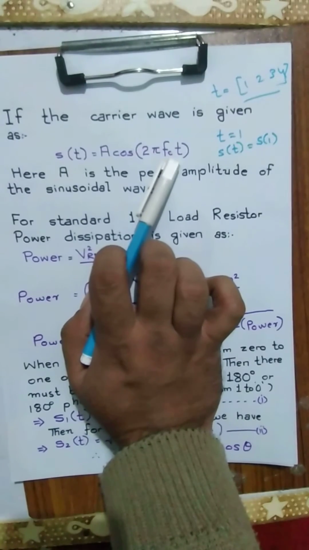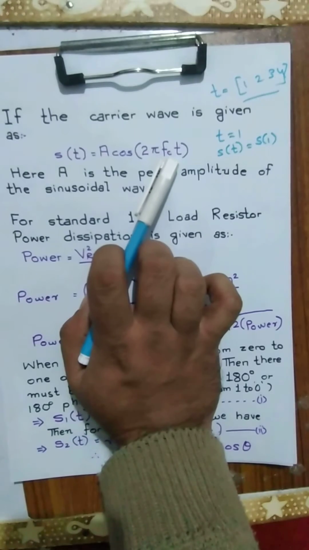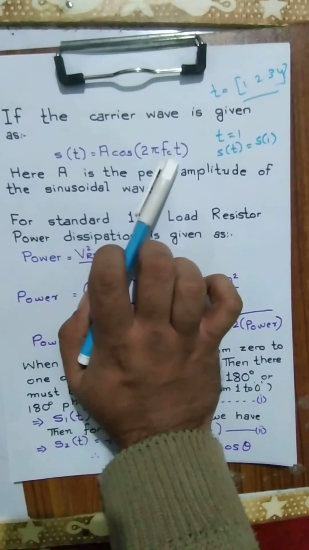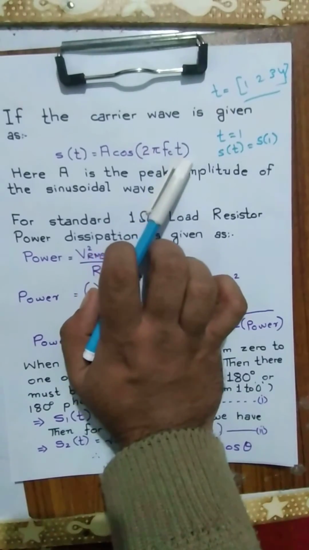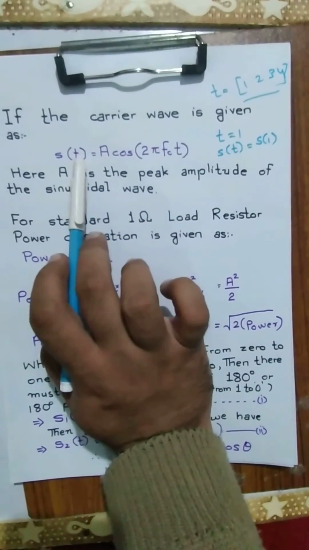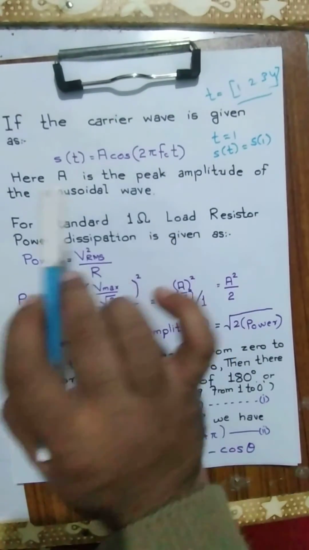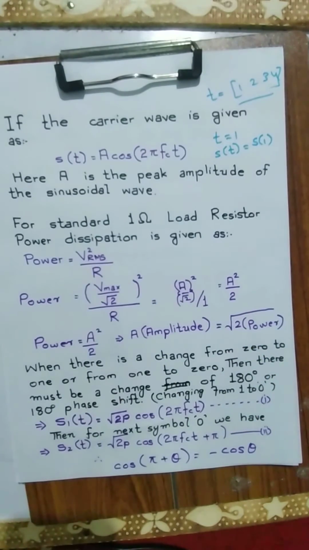Then we will come towards fc. fc means carrier frequency. Obviously the carrier frequency of different signals or different modulated signals can be different. It can be less, it can be somewhat high. So you can assign the value of the carrier frequency. Then t is the same t as in s of t. Here A is the peak amplitude of the sinusoidal wave.